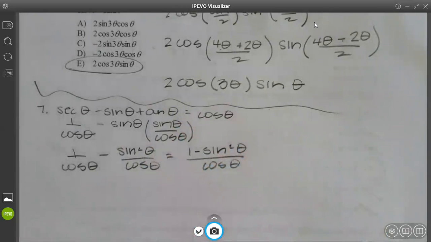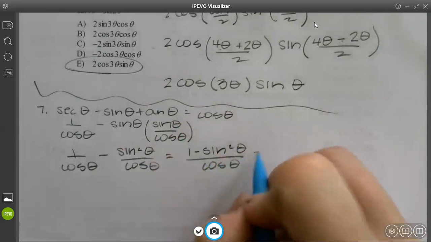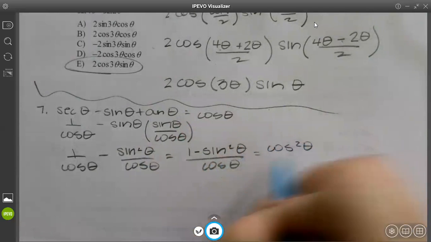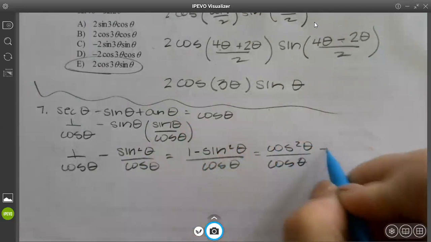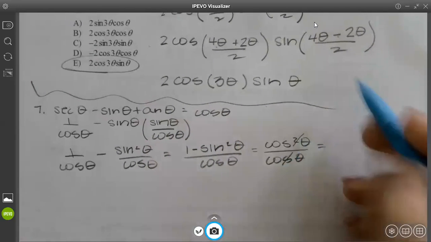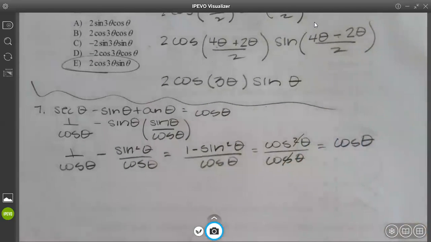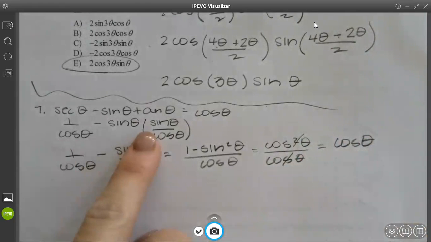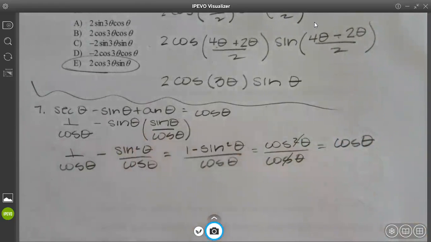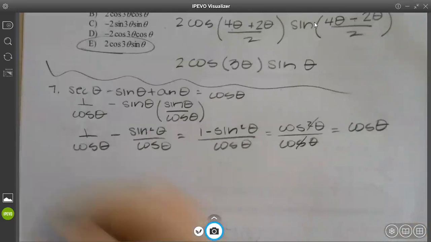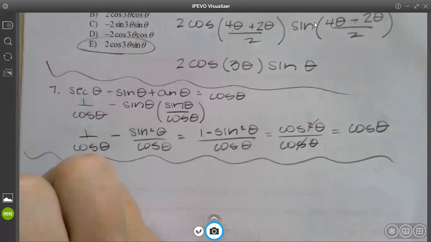So everybody should be okay up until this point. When we look at the top, we have a 1 and some trig function squared. So you should know that that's the Pythagorean identity. 1 minus sine squared is cosine squared, which will be over cosine theta, which gives you cosine theta. You have to have all of that. If you write this and then you give me that, that's not proving anything. So don't skip. That's it.